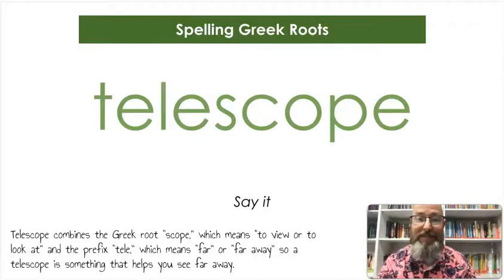Our next word is telescope. Say telescope. Telescope combines the Greek root scope, which means to view or to look at, and the prefix tele, which means far or away, or far away. So a telescope is something that helps you see far away.